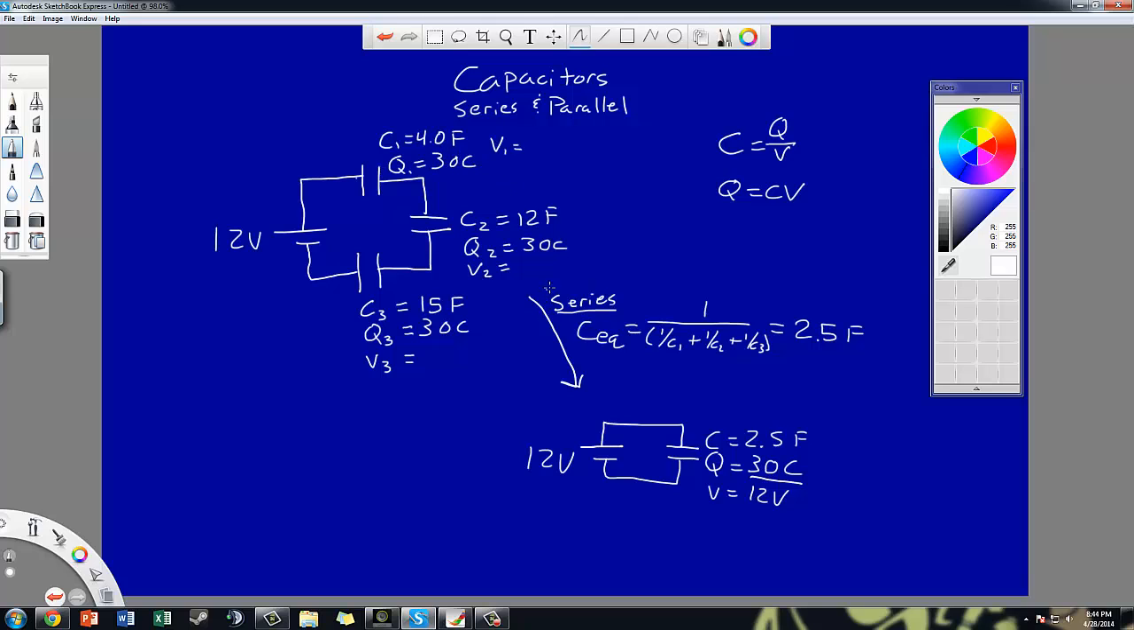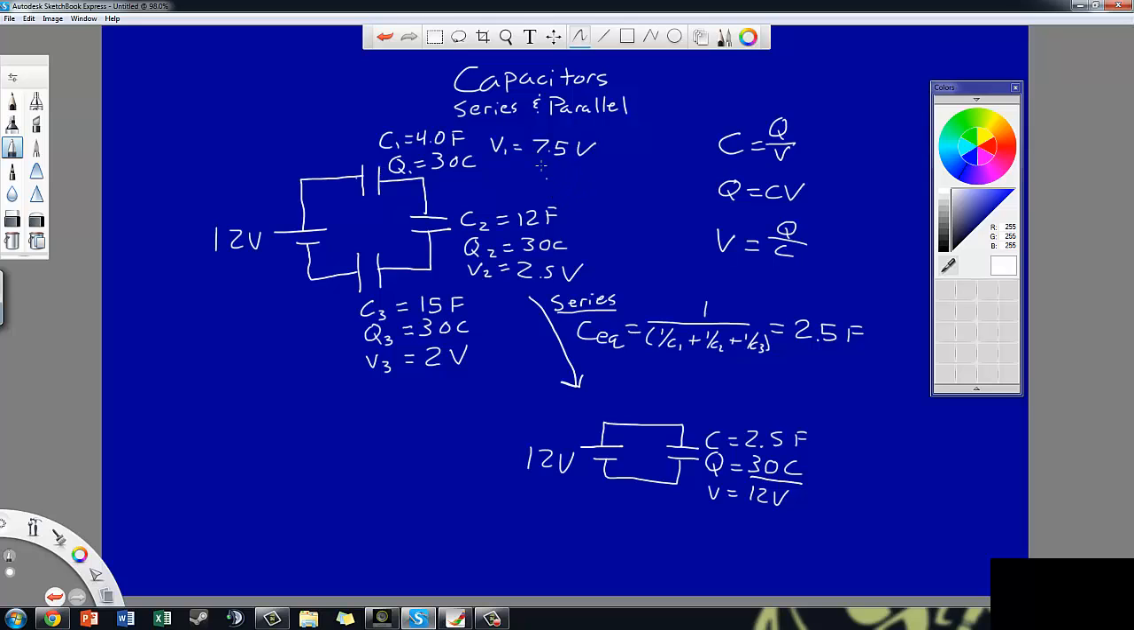And now it's just a matter of doing some math to solve for my voltages. And voltage is equal to Q, charge, divided by C. 30 divided by 15 gives me 2 volts. 30 divided by 12, let's do some heavy math here, gives me 2.5. And the last one, 30 divided by 4, gives me 7.5 volts.